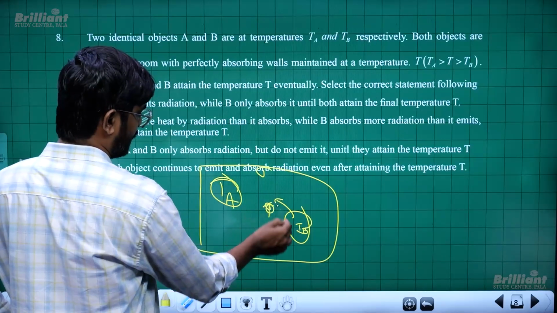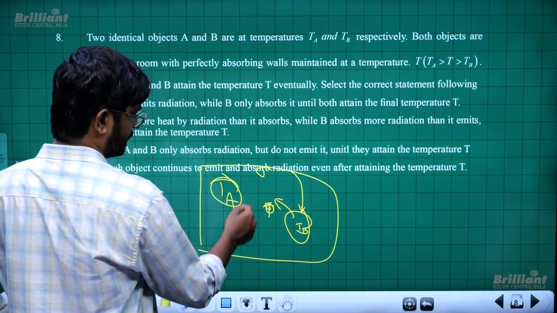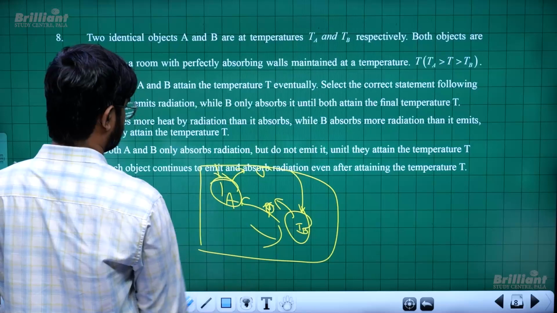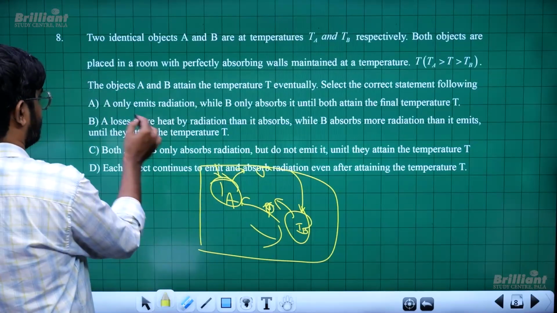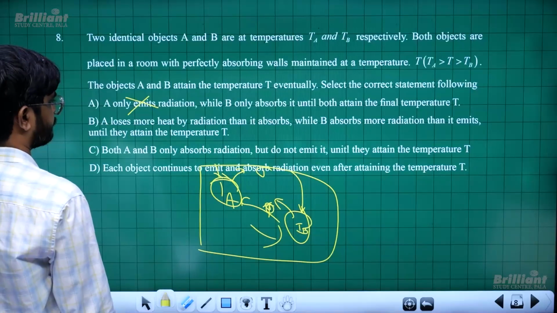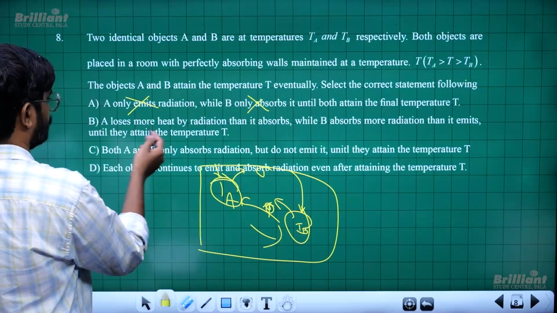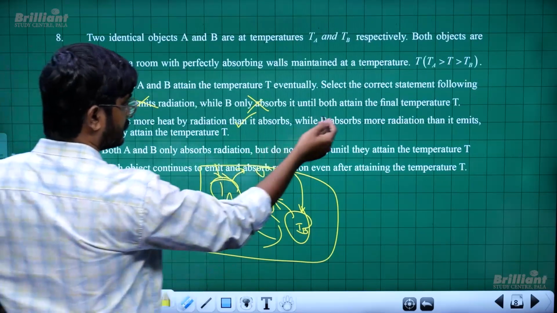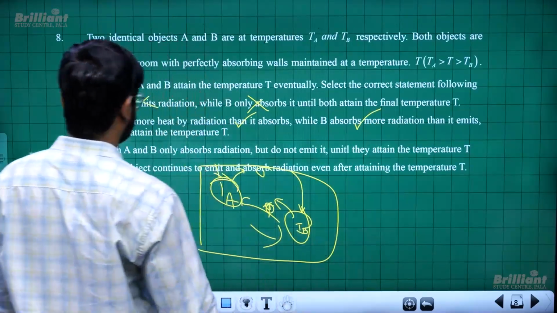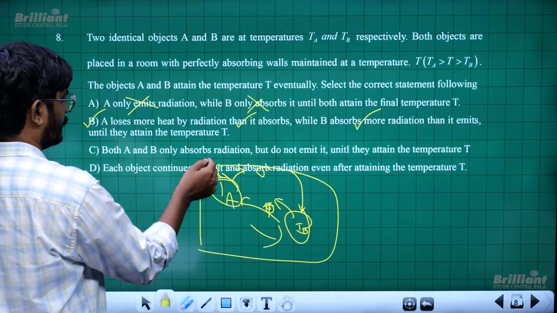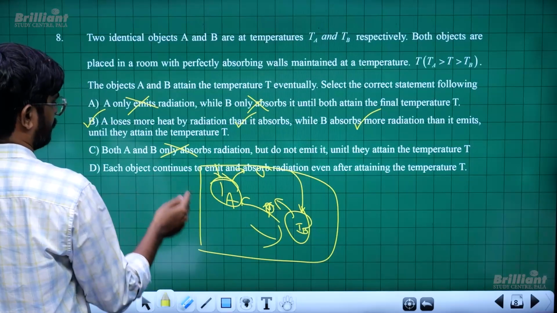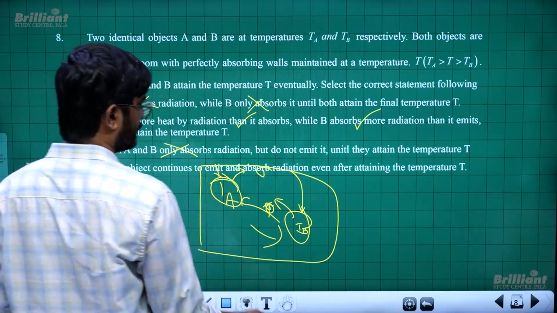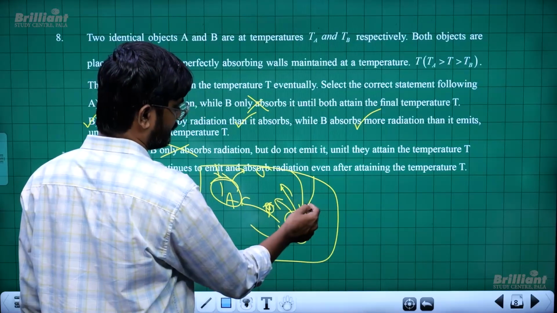So it will be emitting E sigma A Tb power 4, it will be receiving something. This will be emitting E sigma A T power 4 and it will be receiving something. So A only emits radiation? No, A will always emit and absorb. This is also wrong. A loses more heat by radiation than it absorbs. That's correct. That's the reason its temperature is reducing. B absorbs more radiation than it emits. That's correct. So they attain temperature T. Both A and B only absorb radiation. That is never correct. Each object continues to emit and absorb radiation even after attaining temperature T. Even after attaining temperature T, they will be emitting energy, but they will be receiving the same amount of energy back.